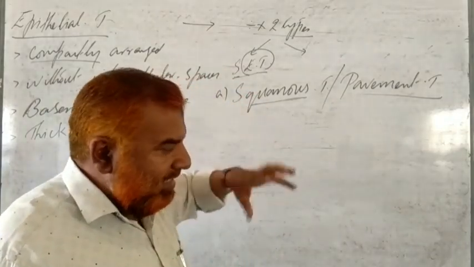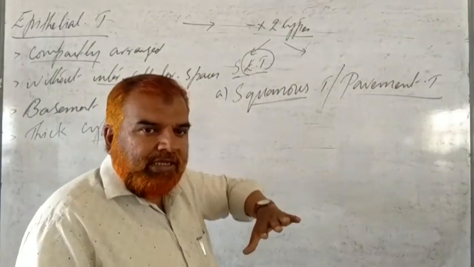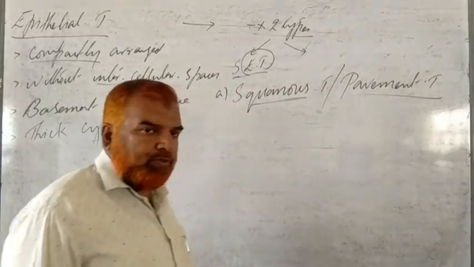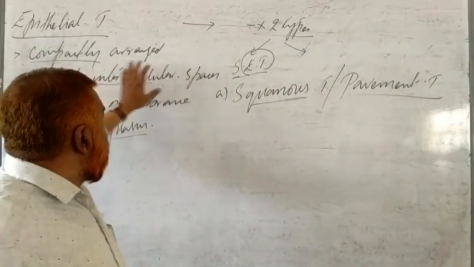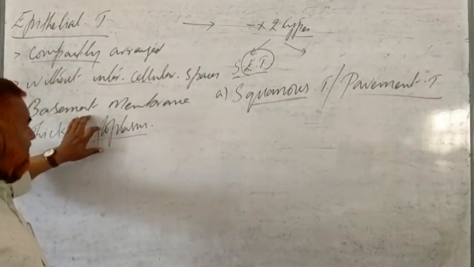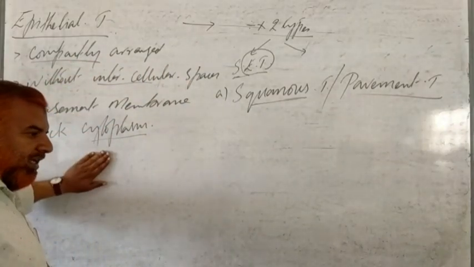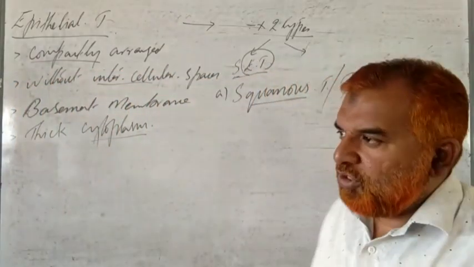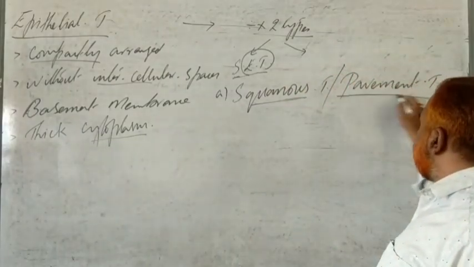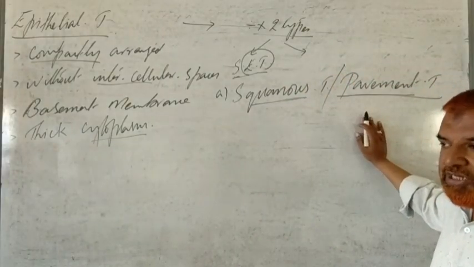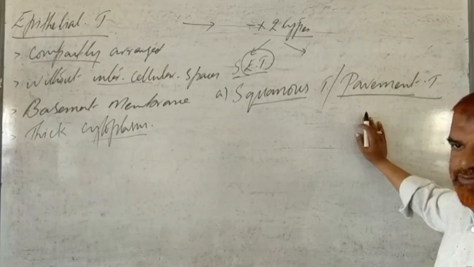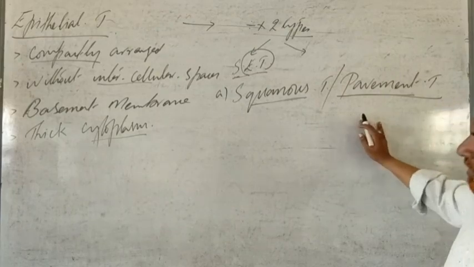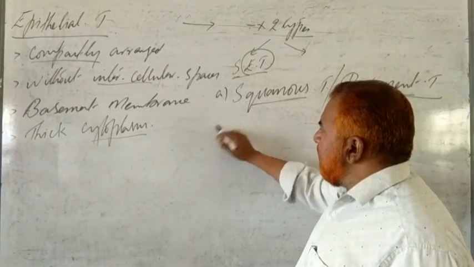So the cells in the squamous tissue are arranged in such a manner that it looks like a pavement, like a footpath. Hence it is also known as pavement tissue. Here the cells are compactly arranged without intercellular spaces on the basement membrane, with thick cytoplasm and a prominent nucleus. All these are the characteristics of squamous epithelial tissue. Squamous epithelial tissue is also known as pavement epithelial tissue because the arrangement of cells looks like the tiles on a floor or on a footpath.